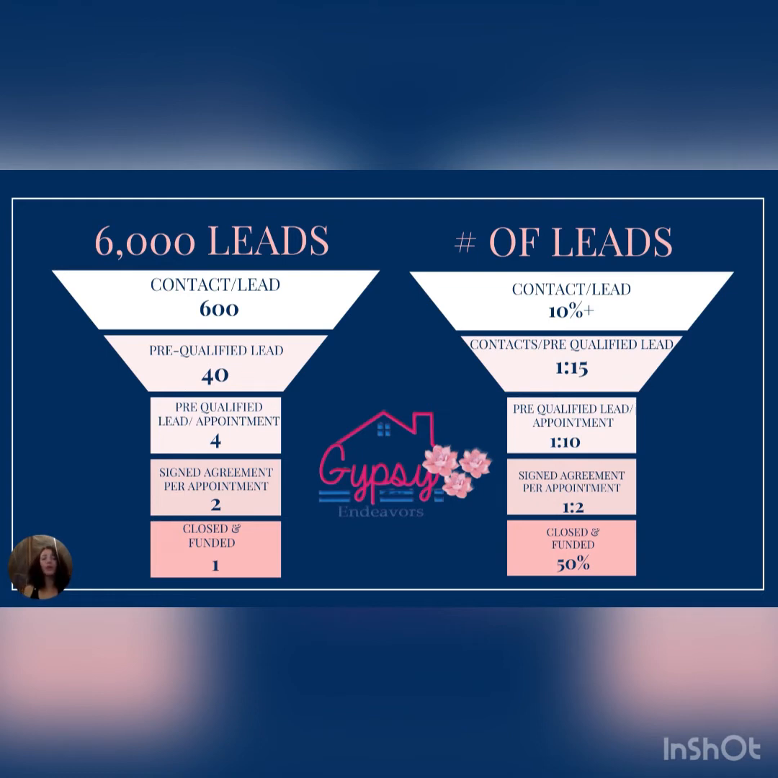We're going to contact 10% of the leads that we call. So if we need 40 pre-qualified leads, how many leads do we need to talk to? 600 people. We need to contact 600 people to get 40 pre-qualified leads, because we know that out of every 15 conversations we have, we're going to get one lead. So 600 divided by 15 gives us 40 pre-qualified leads.